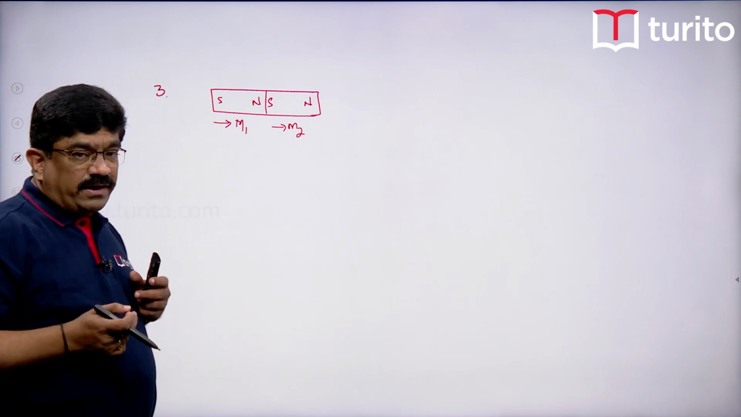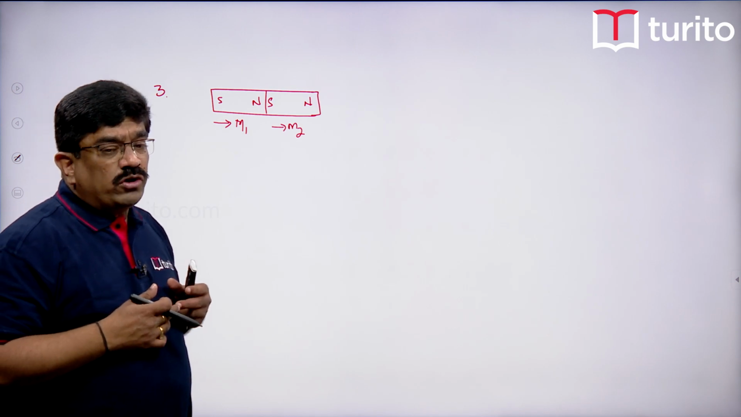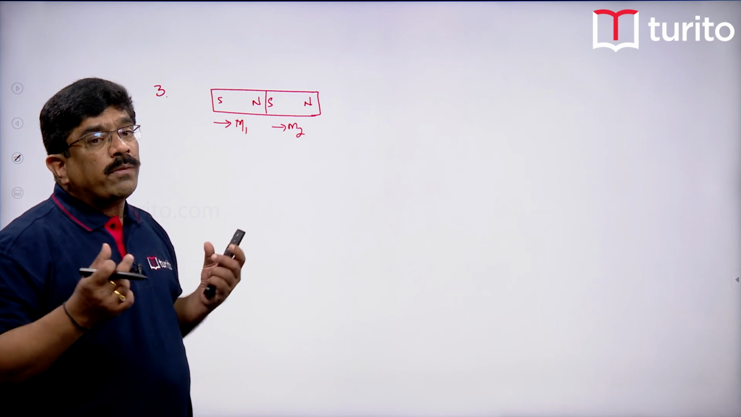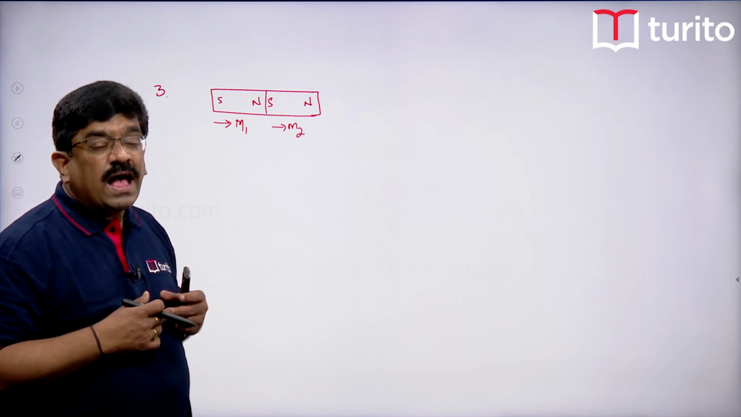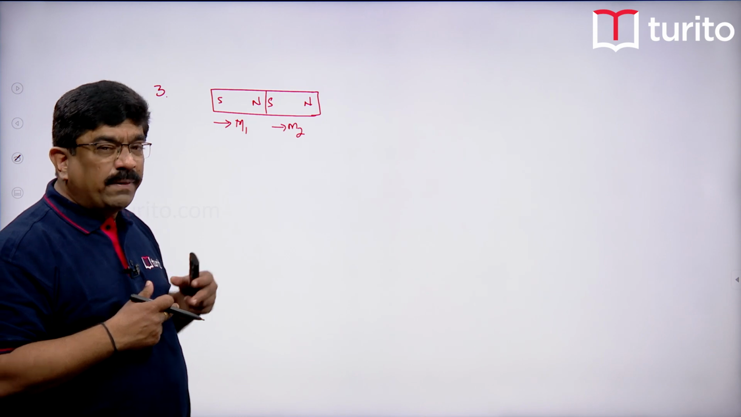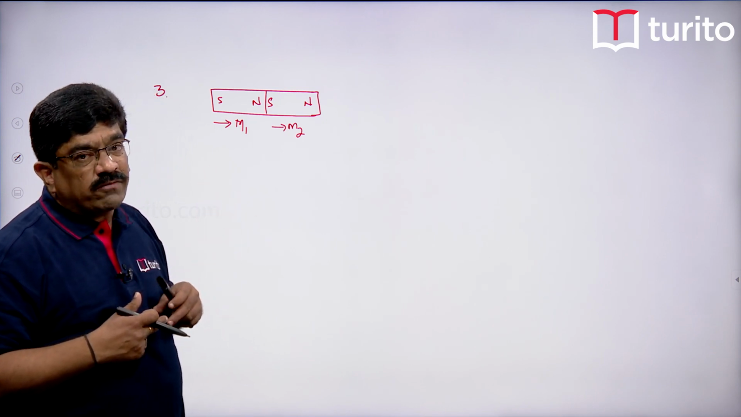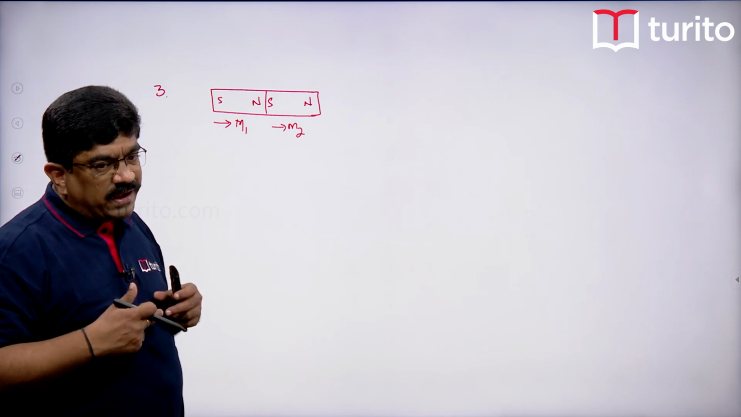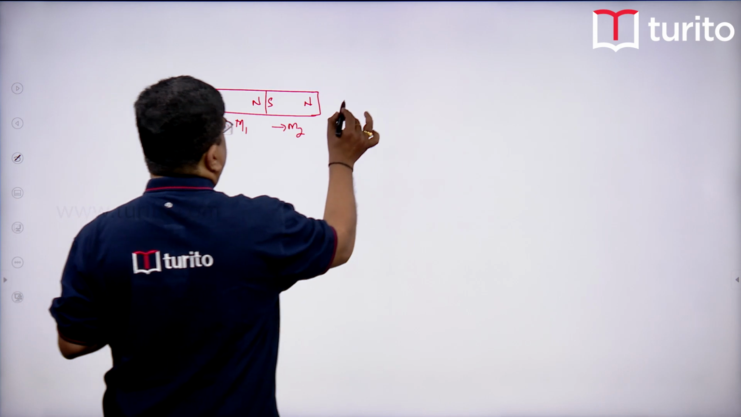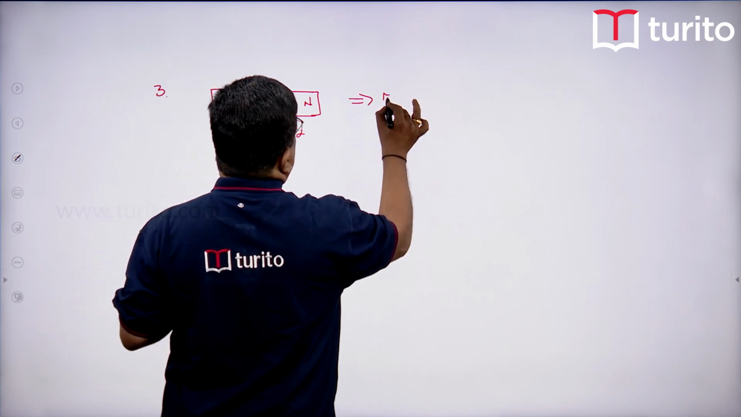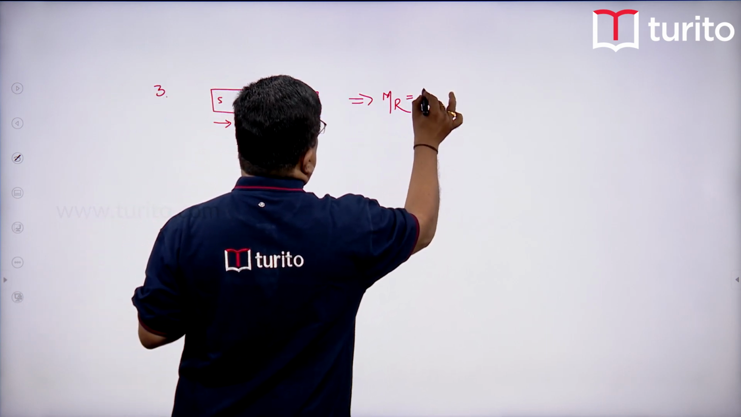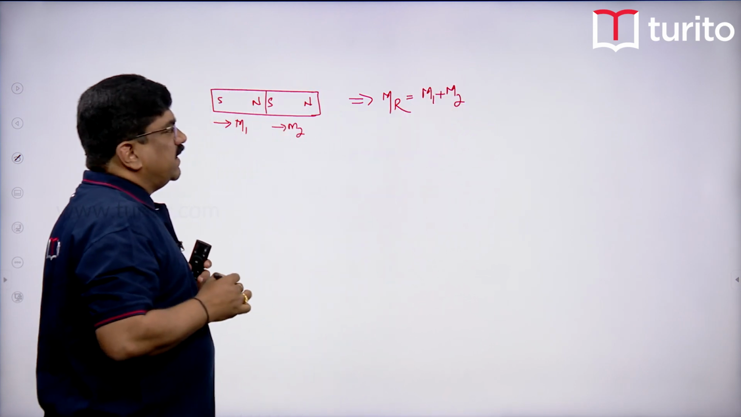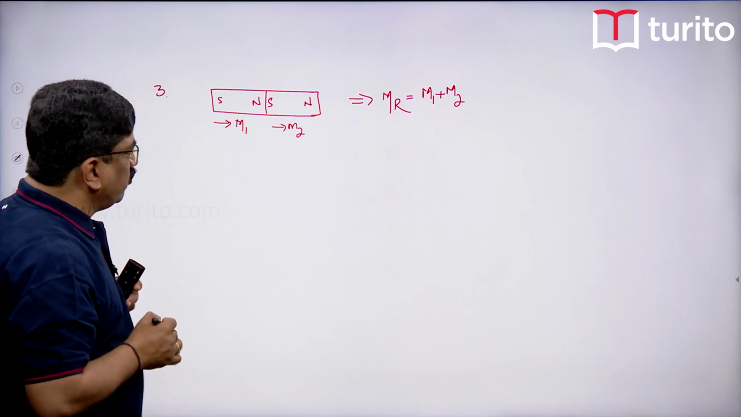In this arrangement, tomorrow in the exam, the figure may be described like this: 2 bar magnets are kept side by side such that unlike poles are in contact. That means north pole of one magnet is kept in contact with the south pole of the other, both kept side by side. What is the resultant magnetic moment in this case? Then the resultant magnetic moment mr is calculated to be m1 plus m2. This is how the resultant magnetic moment is m1 plus m2.